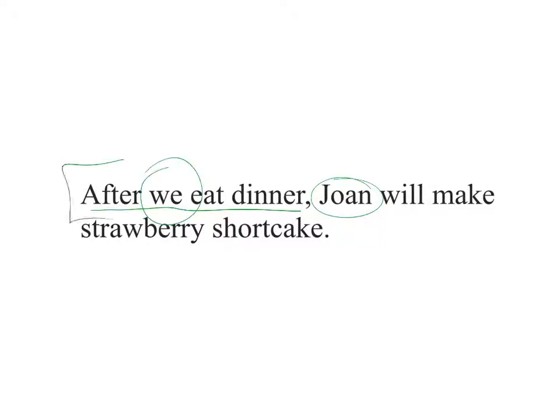But this is a dependent clause, right? After we eat dinner, it's got to finish. There's nothing to finish. So the subject actually comes over here. Joan will make strawberry shortcake. Here's your main verb, and this is the object. That's what she's going to make. So sometimes finding the subject can be confusing, but you have to look at what or who the sentence is about.